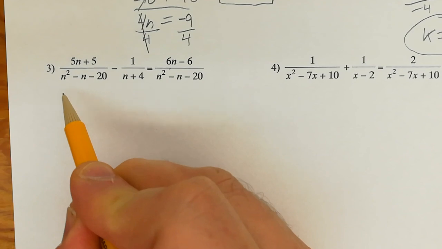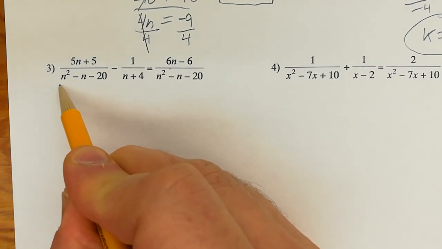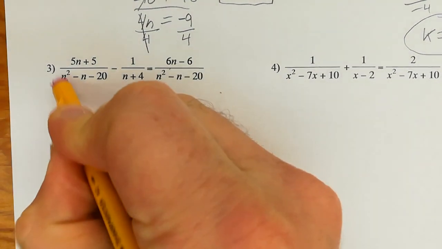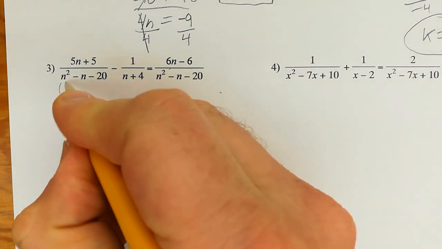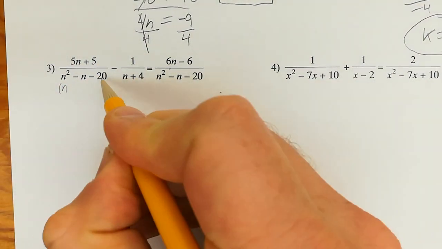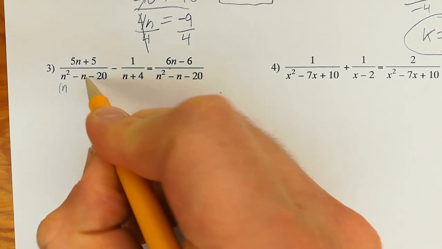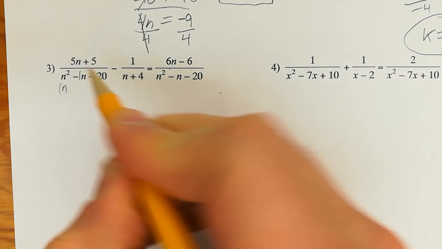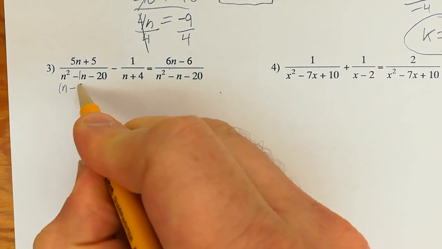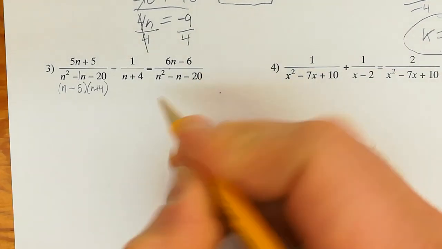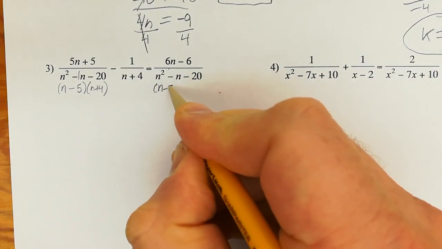Okay, so I'm going to factor this denominator. I'm just going to write down what it is below rather than writing out a whole new step. So this factors to n, I need two numbers that multiply to negative 20, add to negative 1, right? So that'd be negative 5 and positive 4. And then it's the same thing here. This is the same expression.